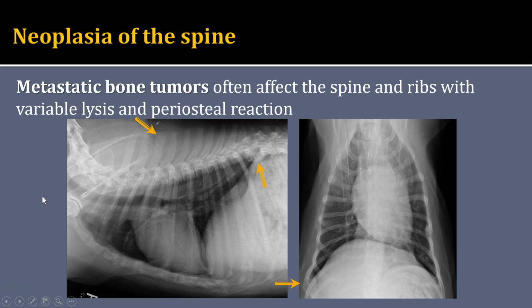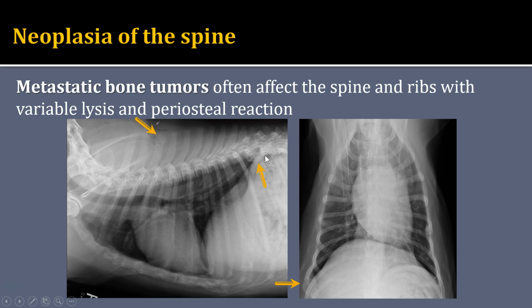This is an example of a patient where we were taking thoracic radiographs for metastasis evaluation. And if we look, we identified a region of moth-eaten lysis with a little bit of periosteal reaction affecting the spinous process of T3. Pretty severe lysis here affecting this thoracic vertebral body. It's very lucent compared to the one ahead and the one behind.